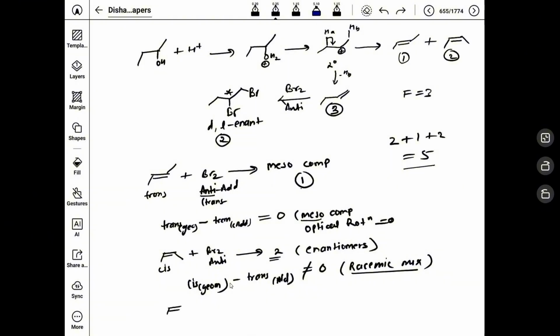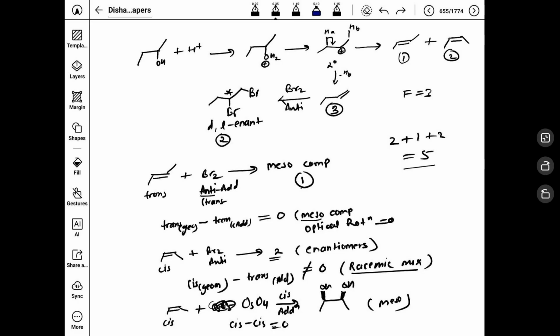If you have cis geometry and let's say you have osmium tetraoxide, and we know that this is cis addition reaction. So in this cis addition reaction you will have dihydroxylation, and this dihydroxylation, cis minus cis is equal to 0, so it will be meso compound. So this way I easily remember whether it will be meso or racemic mixture. I hope this is clear to you.